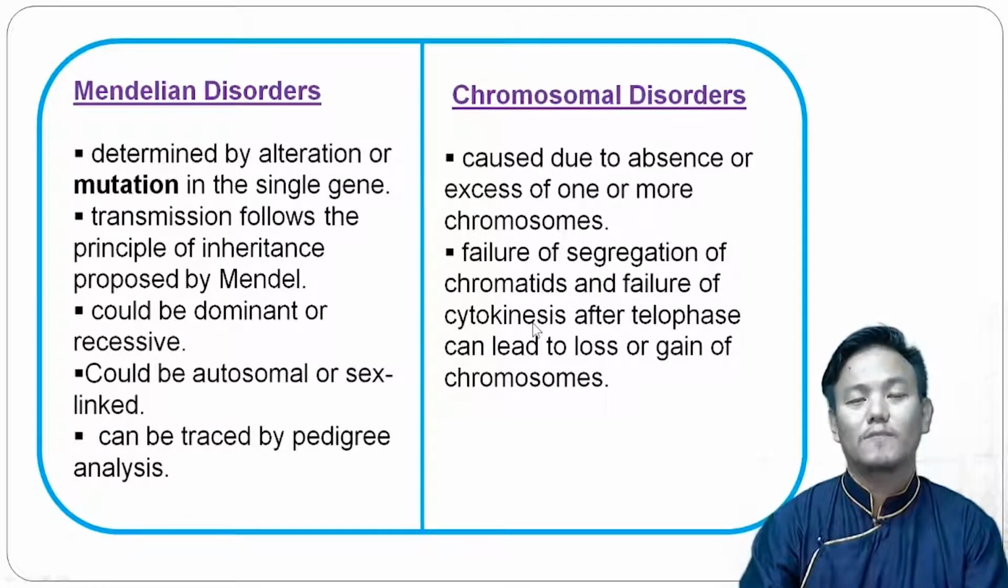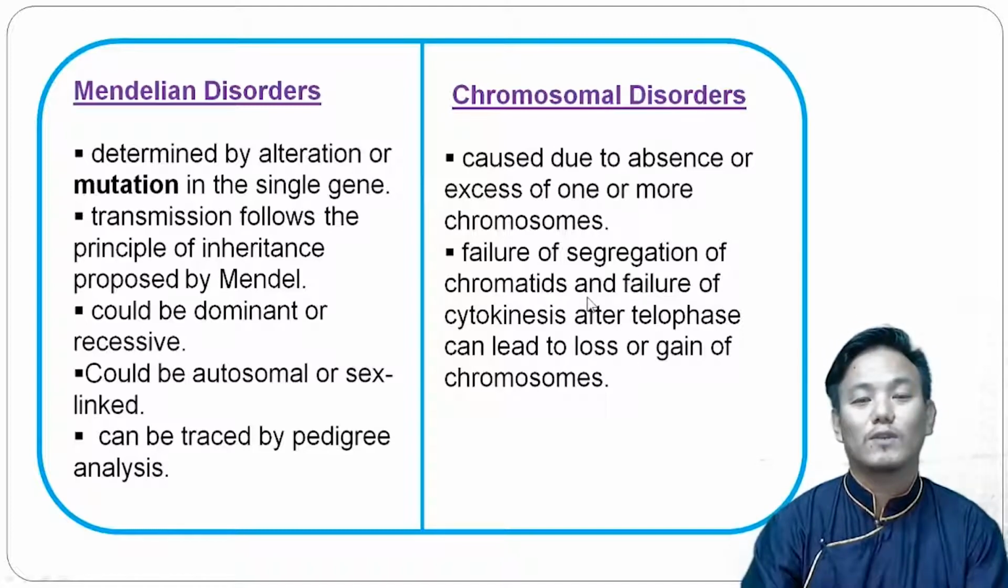If the cell fails to divide, if there is no cytokinesis, if the cytoplasm does not divide after telophase, this can lead to a loss or gain of chromosomes. An entire set of chromosomes can be lost or gained. So these are the two reasons which can lead to chromosomal disorders. Now I have given you the differences between Mendelian disorders and chromosomal disorders.